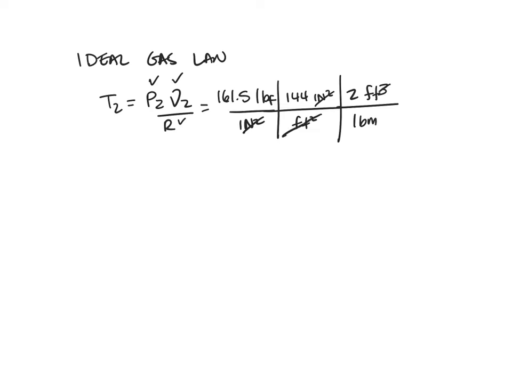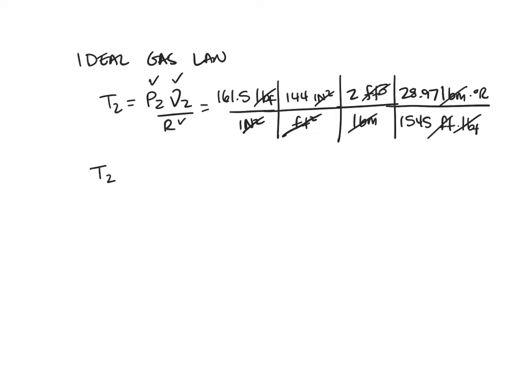And that'll get rid of almost all the feet. And then we need to use the ideal gas constant, 1545 foot-pounds force. And of course, to get rid of the moles, or the pounds moles, we'll put 28.97, which is the molecular weight, pounds mass, degrees Rankine. And that'll cancel pounds force and pounds mass both. And we'll end up with that last foot canceling, and we'll end up with degrees Rankine. When you do this calculation, you get 872 degrees Rankine.